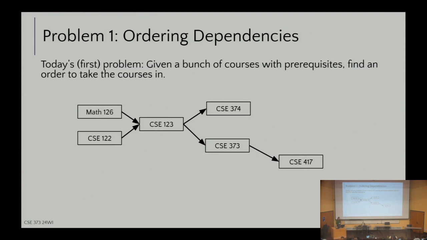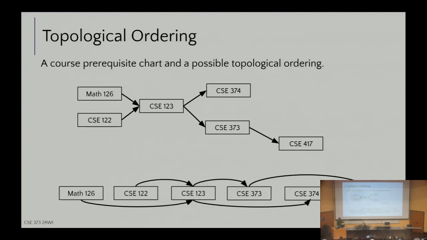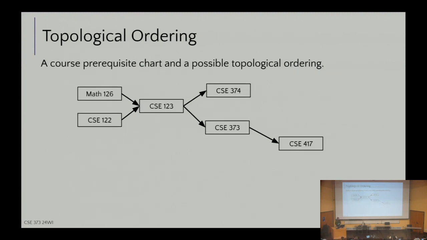Yes, please. Math 126 and CSE 102. I know those classes have prerequisites, okay? Unless, I don't know, AP credit or something? But yes, you are absolutely correct. According to our DAG, those are the classes. It doesn't matter which one comes first, but we know those two have to be at the beginning of our ordering. There we go.